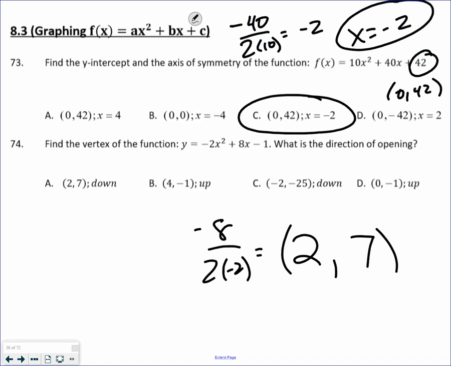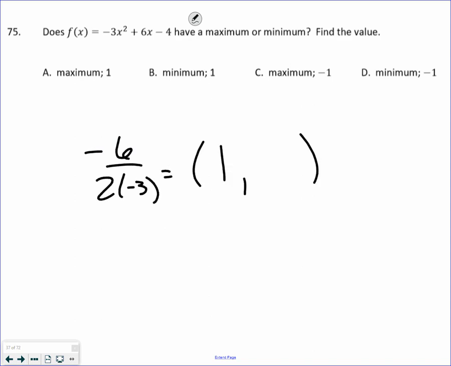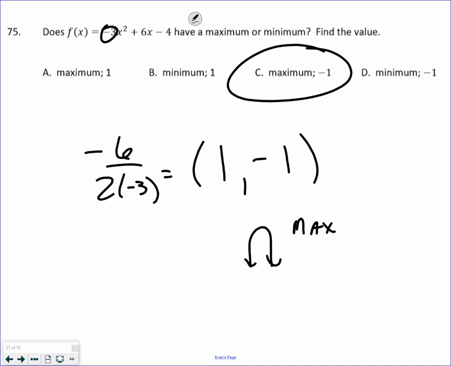And which direction does it go? Well, if it has a negative out in front, the a value right here will tell you whether or not it goes up or down. So since that's negative, it is 2, 7, and a down. Maximum or minimum value, again, find the vertex. So negative b over 2a, I get 1. Plug 1 back in, I get negative 1. Since this parabola goes down, we're talking about a max value. And so I need a maximum of negative 1, and that's C.